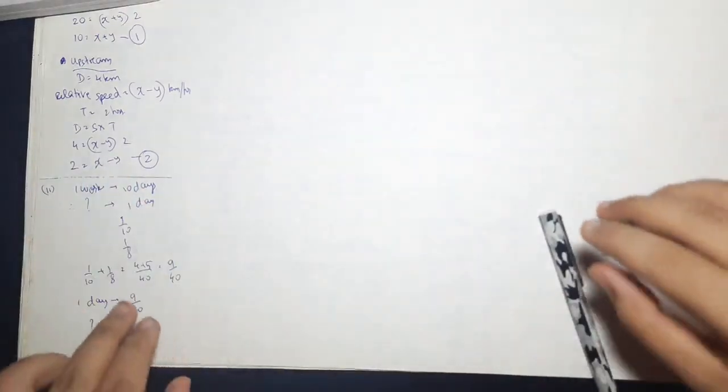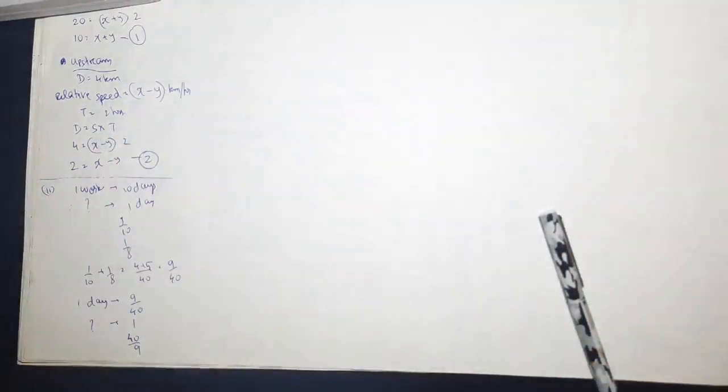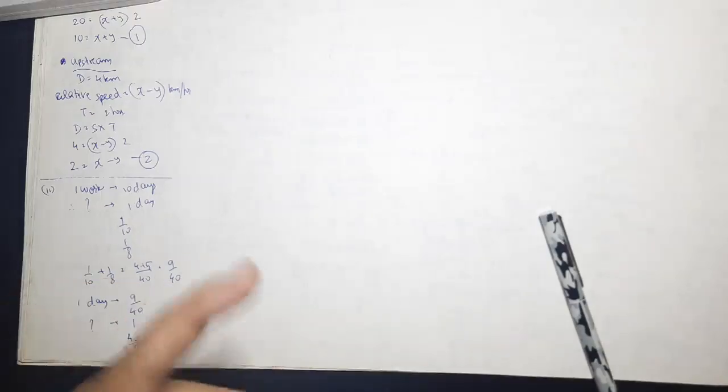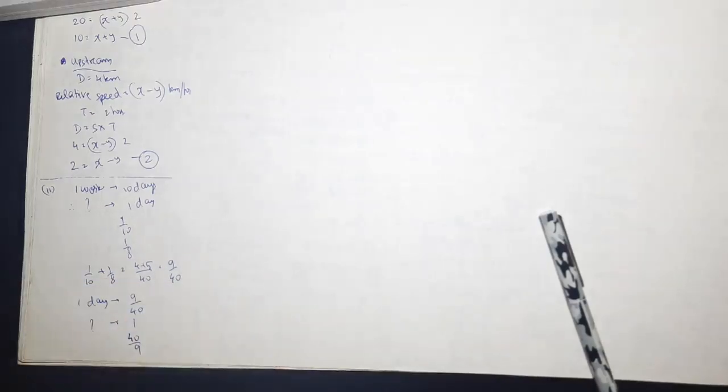So in short, first find one day work of each worker, then add them, and then to find the number of days, just reciprocal the work done by them in one day.